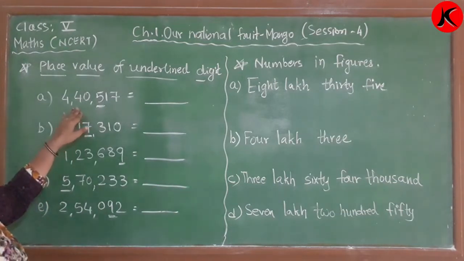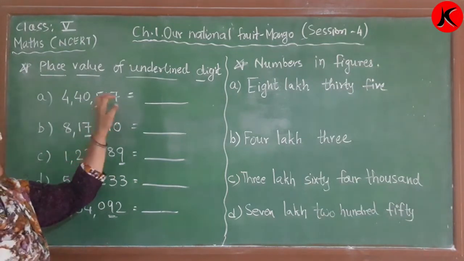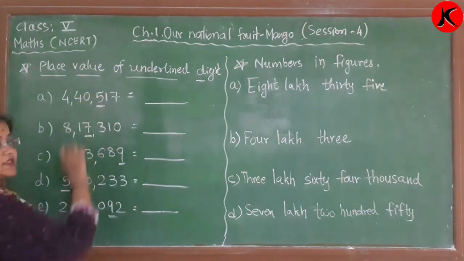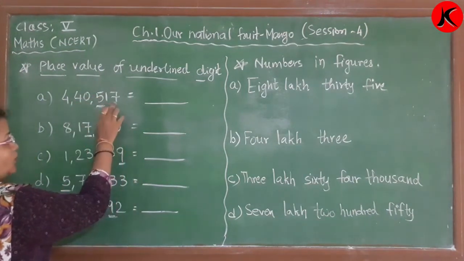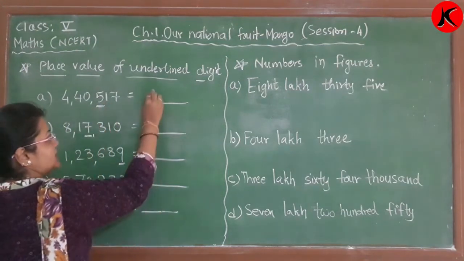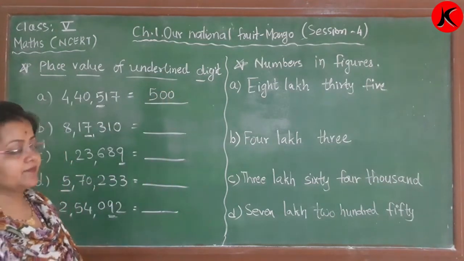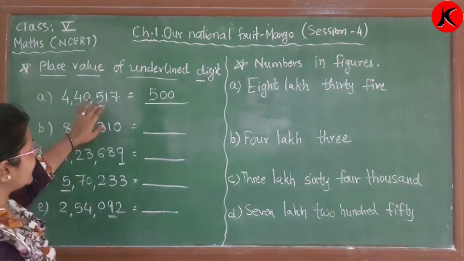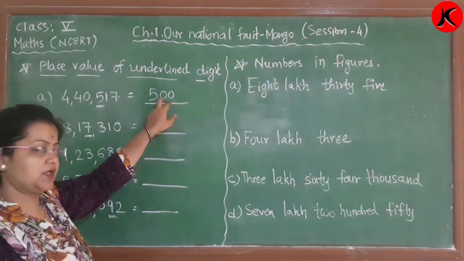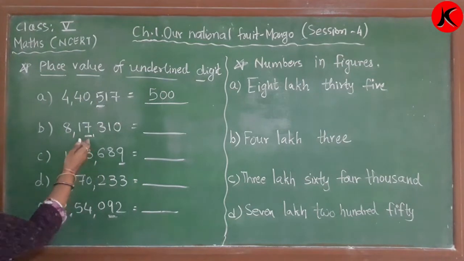In this first number, there is the number 5 and we have to write the place value of 5. See on which place the 5 is. This one is the ones place, tens place and hundreds place, right? So 5 is on hundreds place. So the value of 5 is 500. One more thing, after 5 there are two digits, 1 and 7, so we add 2 zeros. It's an easy method.